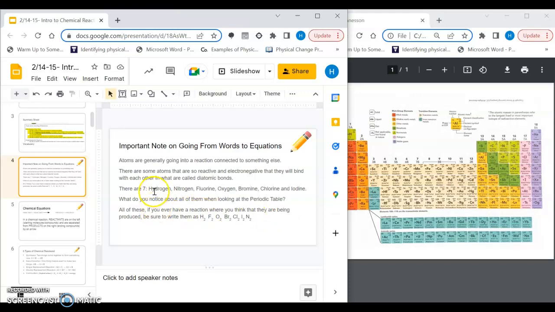And so we've got hydrogen as one of them, nitrogen, fluorine, oxygen, bromine, chlorine, and iodine. So if at any point you're writing an equation where you are making something like hydrogen gas or oxygen gas or fluorine, chlorine, bromine, iodine, nitrogen gas, all of those gases are not one atom floating around on their own. They are 2 of that atom together, and we can see that in their formula, N2, I2, Cl2, etc.